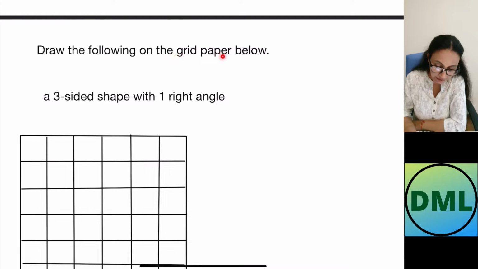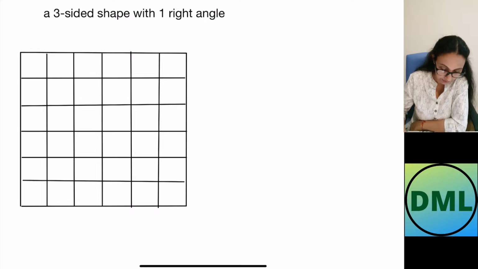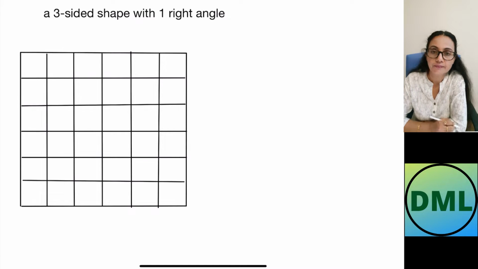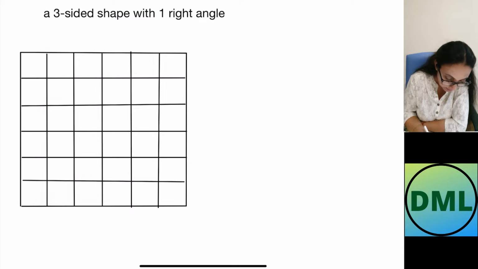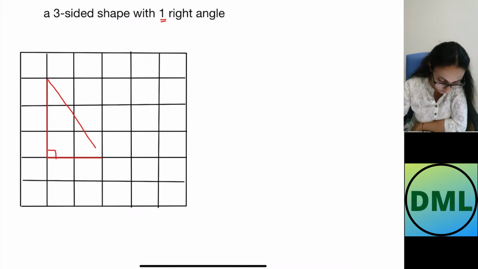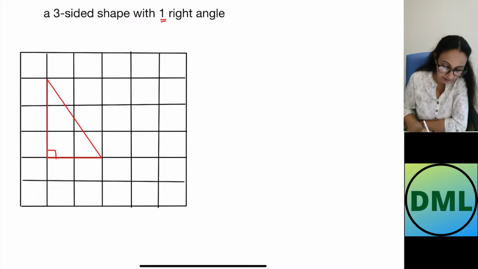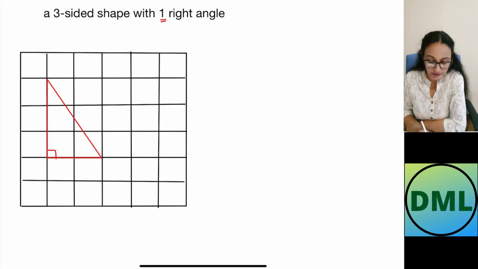Draw the following on the grid paper below. A 3-sided shape with one right angle that you have to draw. Let's draw it. Can you draw it first? Let's start. I'll start from here. I'll go down till here. Then I will go till here. This is my right angle. I need to make one right angle and it should be 3-sided. So I will join this one. So this is my right angle triangle. A triangle has 3 sides, 1, 2 and 3 sides, and one angle is a right angle here.